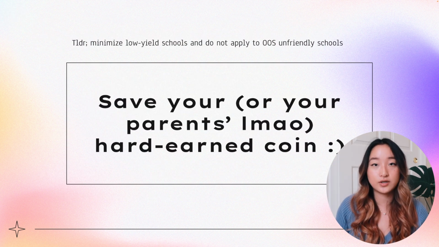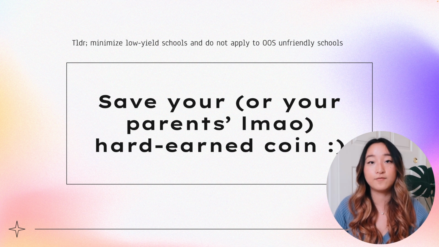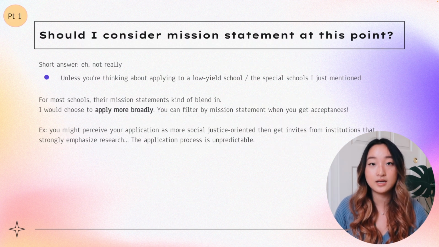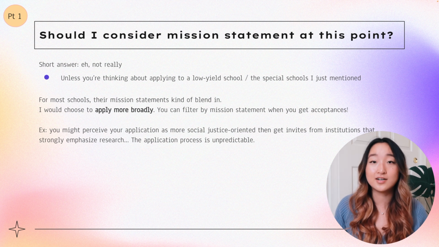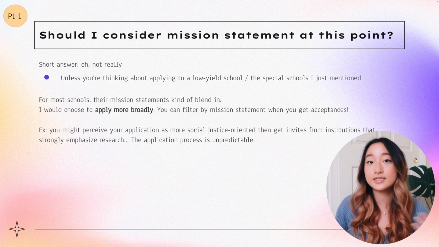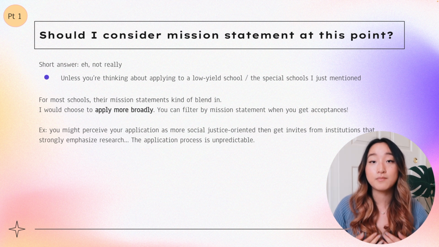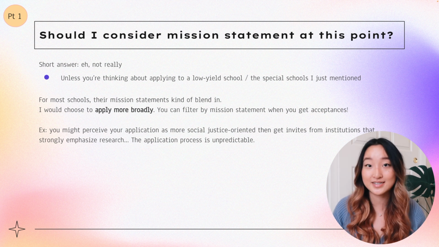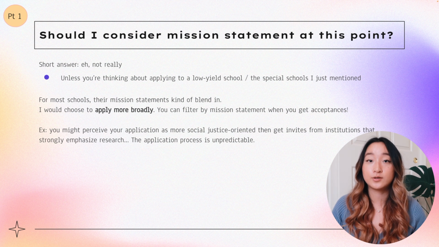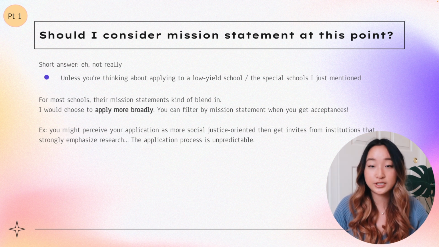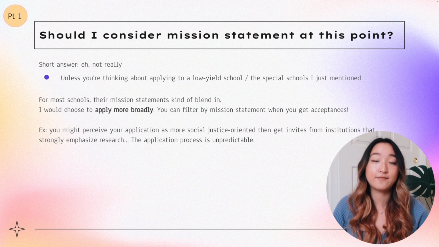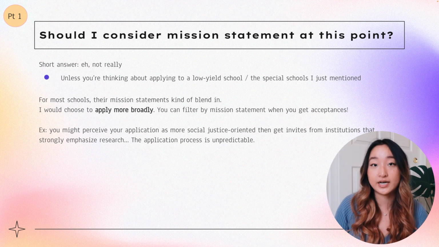I would also like to touch on the commonly given advice of filtering schools by their mission statement. For most schools, honestly, the mission statement kind of blends in, with the exception of a few of the schools that I just talked about, to be careful when considering to apply. My advice is to apply more broadly and then choose what schools you fit the mission for after you get acceptances. The exceptions would be, again, those special schools like UW, OHSU, and low yield schools that have very specific mission statements that you might want to check out.